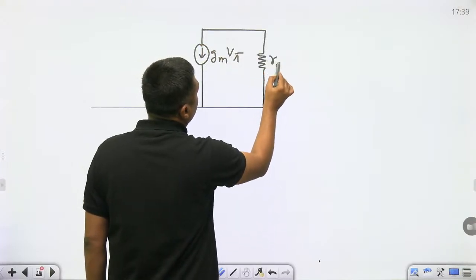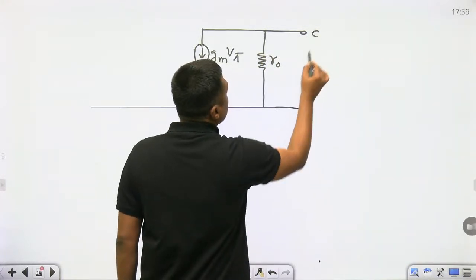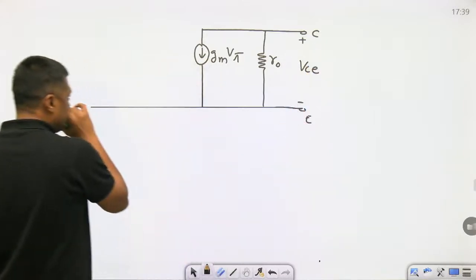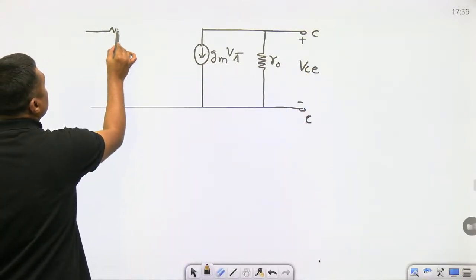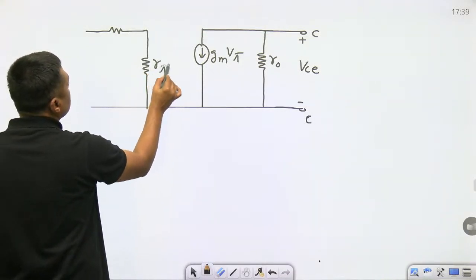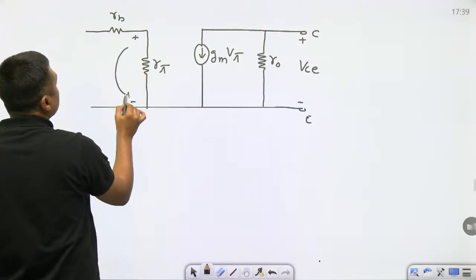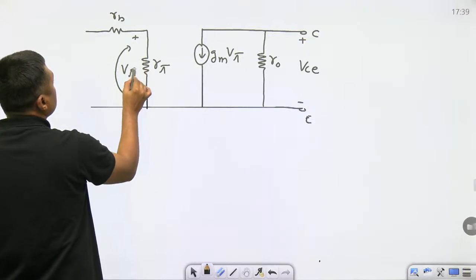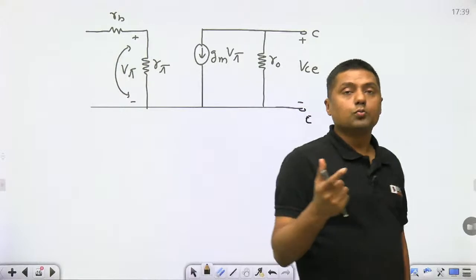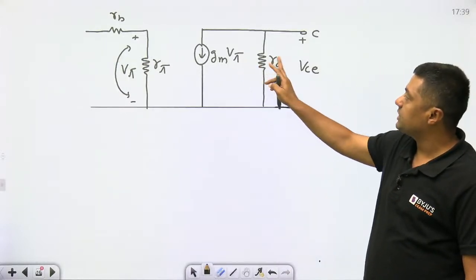That is because of the early effect. That is E, this is C, and this voltage is called VCE. And here we have R pi, this is RB, this is V pi. That is the small signal model. R0 is called the output resistance, V pi is the voltage, and gm is called the transconductance. So that is the model.